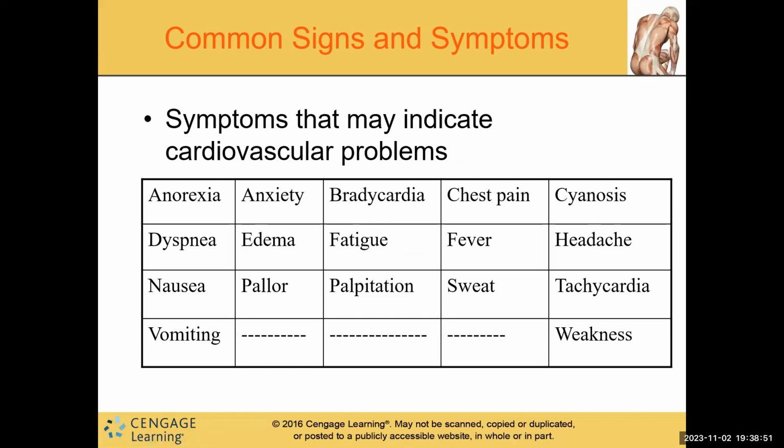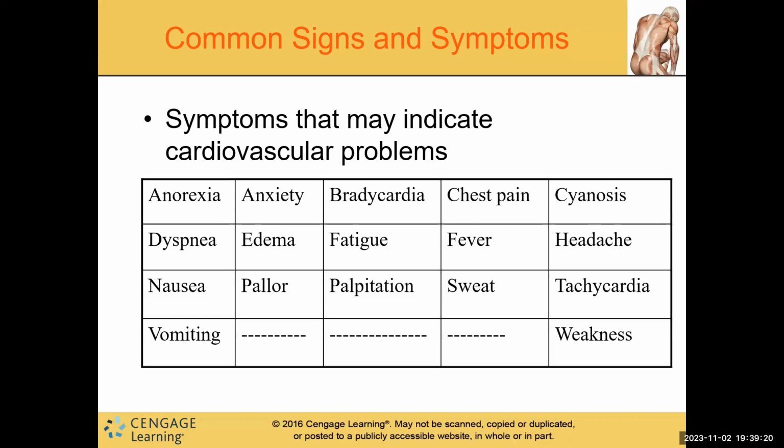Symptoms that could indicate cardiovascular problems: anorexia, anxiety, bradycardia. Bradycardia is a slow heartbeat. Brady means low or slow. So whenever you see bradycardia, that's low. Cyanosis means your lips may be blue, which means you're not getting as much oxygen, or your fingertips may be blue. That means you're not getting enough oxygen.